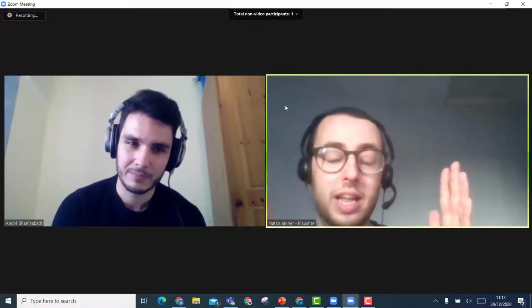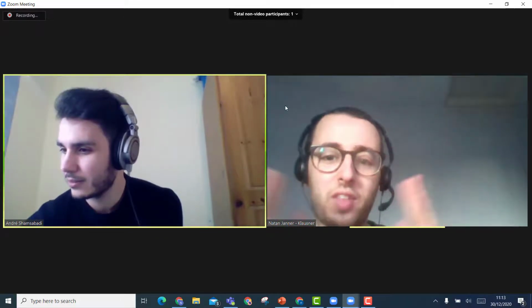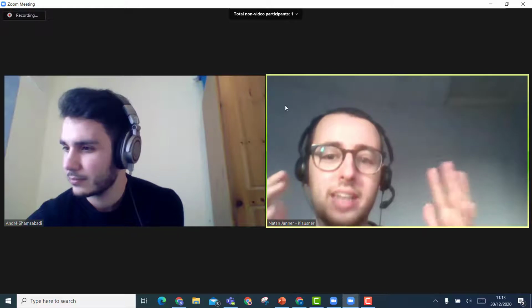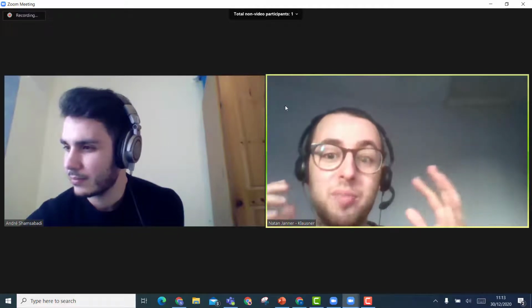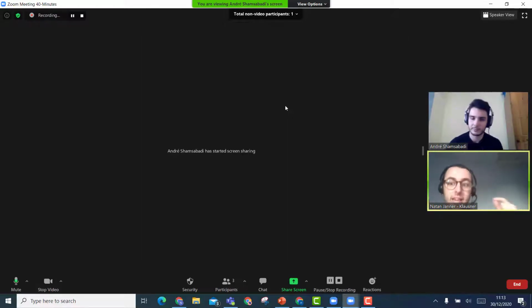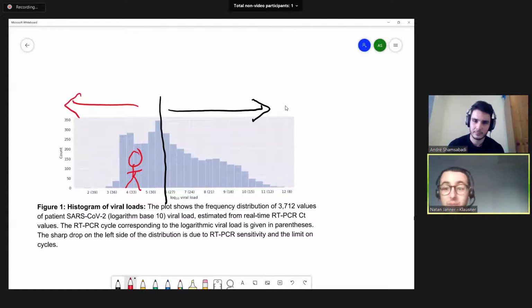Do you want to get your histogram up again? Yep. The people on the left-hand side of that histogram with lower viral loads are more likely to be asymptomatic, and so our students are more likely to be like Lucas and more likely to be on the left-hand side of that. So our students are more likely to have negative COVID tests even though they do have COVID.